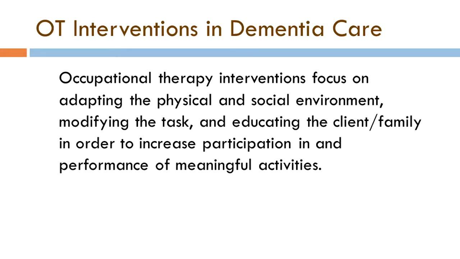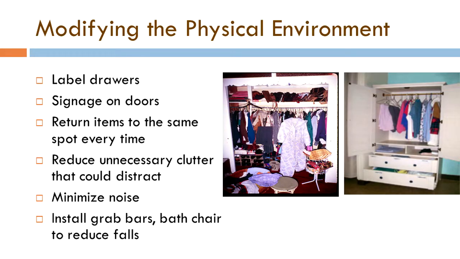So, occupational therapy interventions, we really focus on adapting the physical, social environment and modifying the tasks, helping to educate the clients and family in order to increase participation and performance of meaningful activities. So, if we're looking at the physical environment, some of the things we might be looking at are, can we help with keeping that independence in tasks? So in the kitchen, in their bedroom, can we label drawers? Can we remove clutter to minimize distraction?